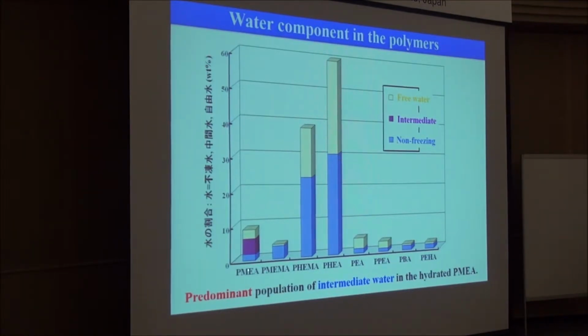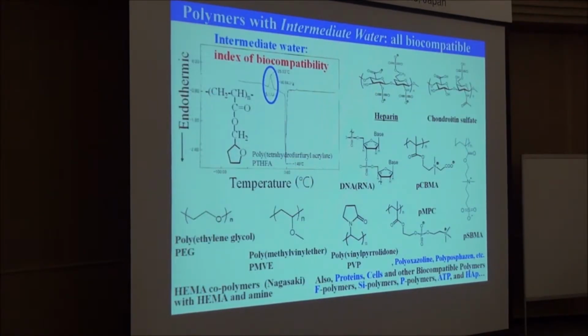So in the case of PMA, there is a predominant population of intermediate water in hydrated PMA. This is a very interesting result. Polymers with intermediate water are all biocompatible. We synthesized new types of polymer. You see here, cold crystal is very biocompatible. And heparin is already known as a very biocompatible polymer.